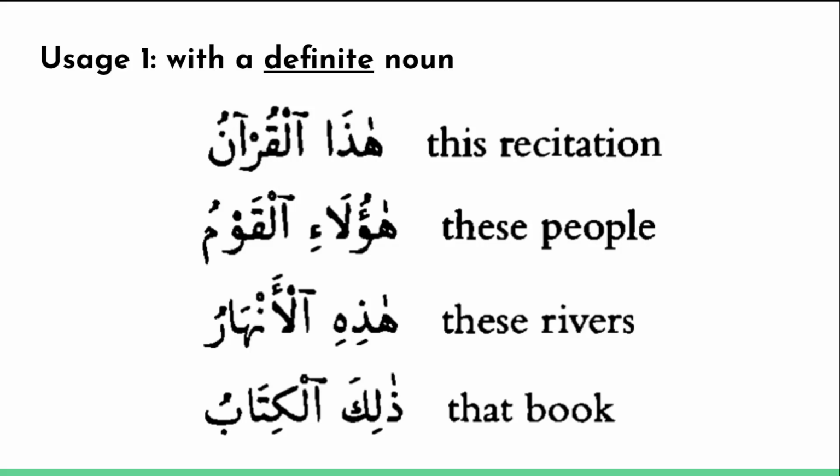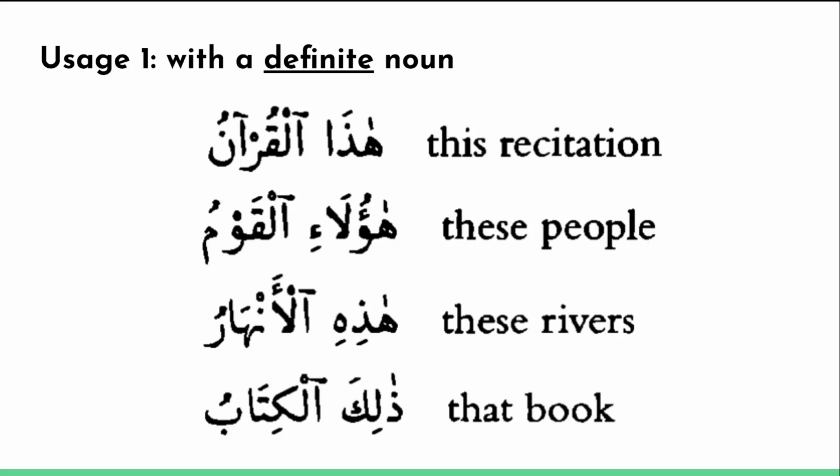The first is with a definite noun. So let's take a look at a few examples here. هذا القرآن. This recitation. So you'll notice here that I'm using the word هذا with a definite noun, al-Qur'anu. And the way I translate that is this recitation. Okay? So this is not a complete sentence. This is not saying this is a recitation. It's just saying this recitation. And then I can add something onto that to make it a complete sentence.